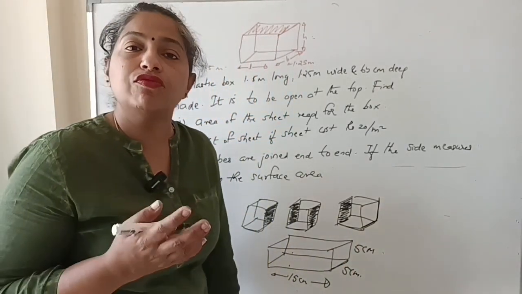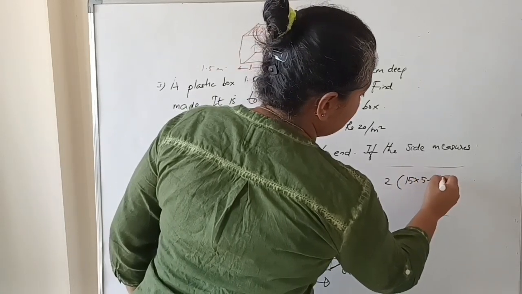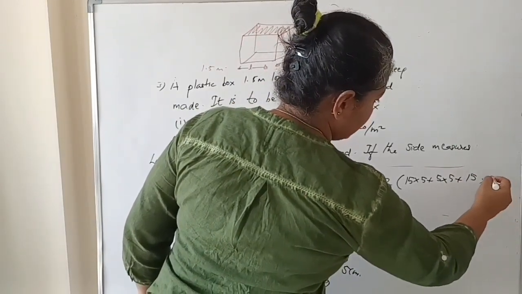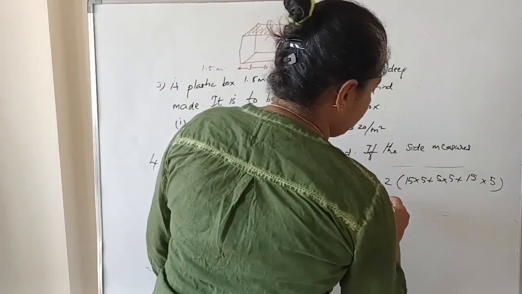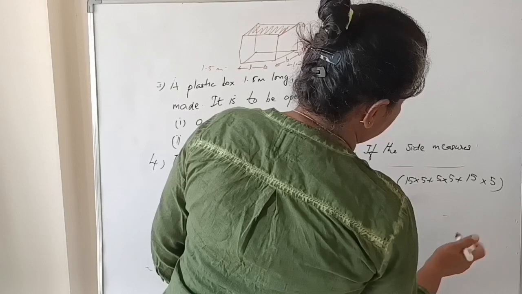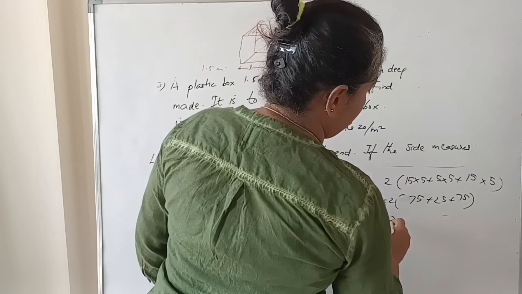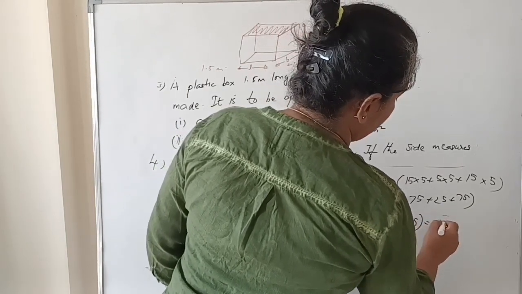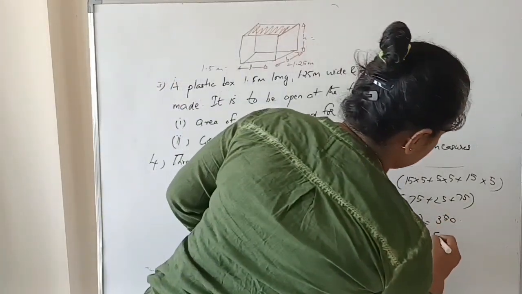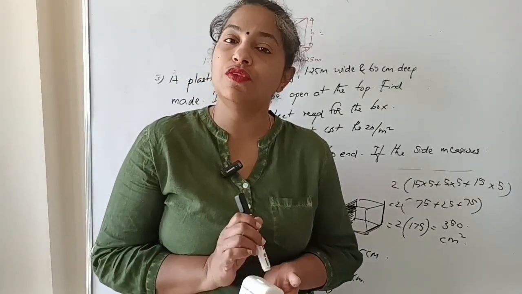So what will be the TSA of the resulting cuboid? It will be 2 into (LB plus BH plus LH). So let us see what we are getting. 2 into 30, sorry, my bad. 75 plus 25 plus 75. So I will get 2 into 175, or I will get 350 centimeters square. Let us have a look at another way of doing this particular sum.